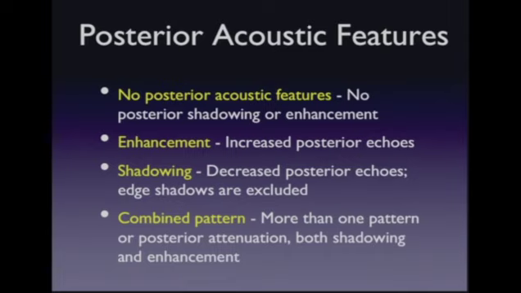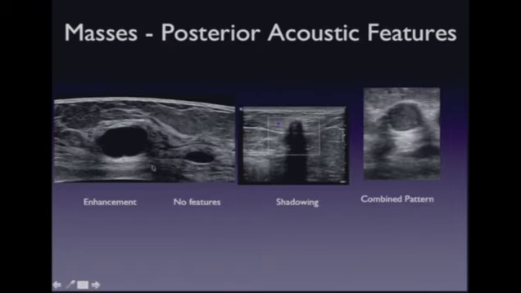We also want to look for posterior acoustic features. There are no posterior acoustic features, meaning there's no posterior shadowing or enhancement. We can have enhancement where there are increased posterior echoes, shadowing where there are decreased posterior echoes, and edge shadowings are excluded. We can have a combined pattern where there's more than one pattern, or posterior attenuation, both shadowing and enhancement. And here are some examples.